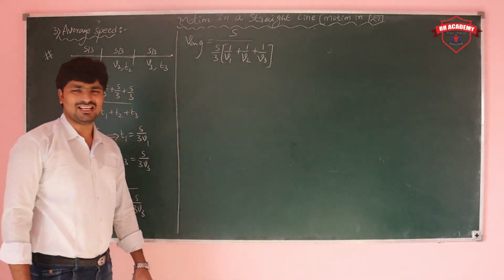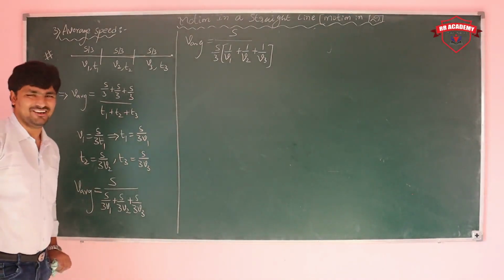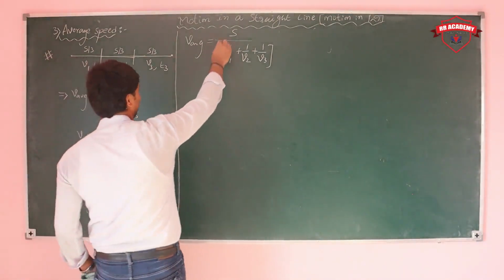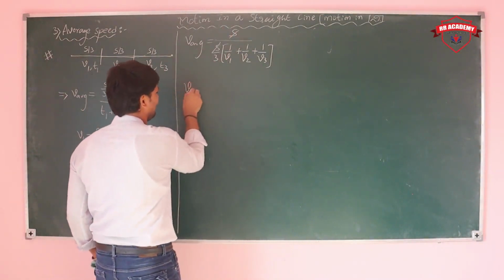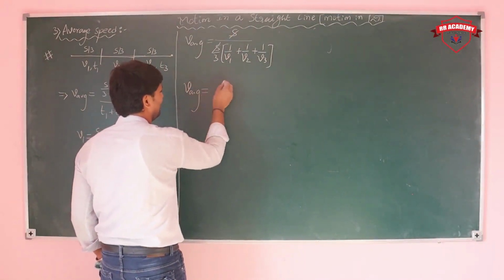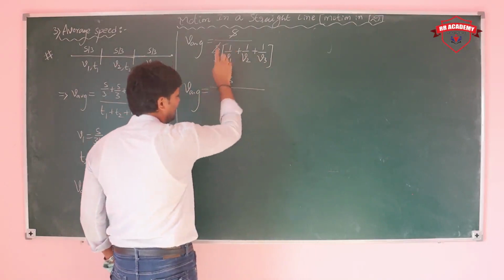1 by V1 plus 1 by V2 plus 1 by V3. So you can cancel S as well as S, and this 3 will go here. Then V average is equal to 3 upon, take the LCM.